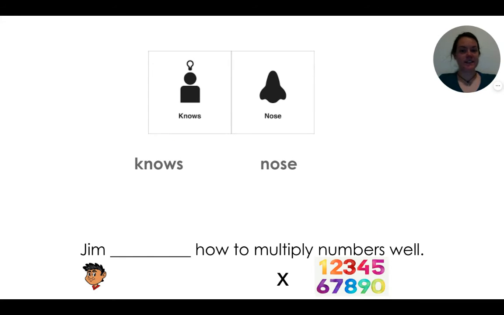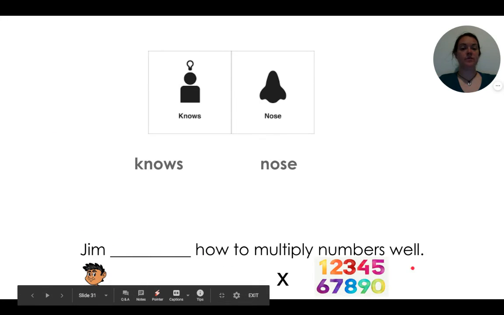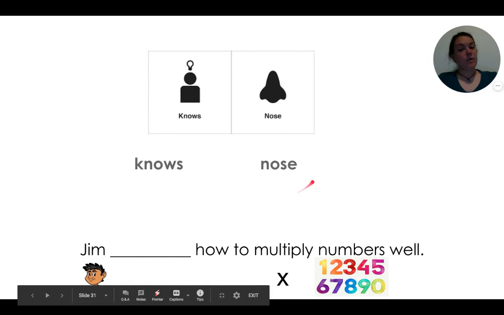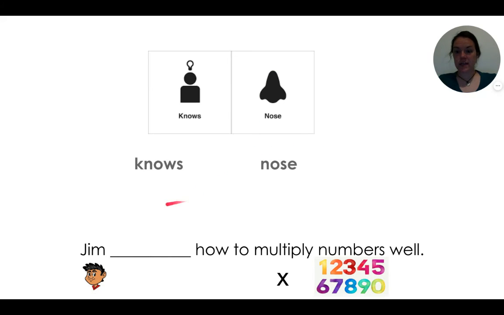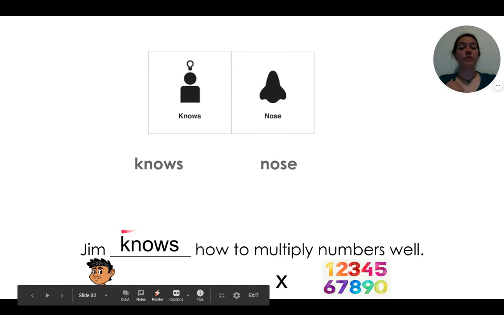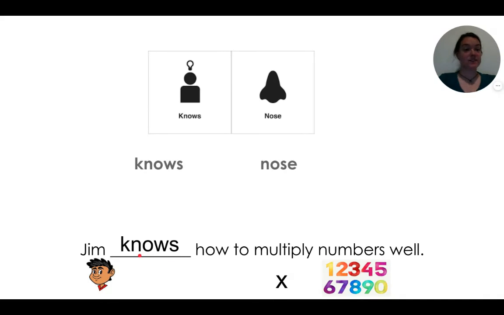All right, the first sentence, I want you to pause. I want you to write this sentence on the piece of paper with the pencil that I asked you to grab, and fill in the blank. Jim knows how to multiply numbers well. Does the knowledge word go in the sentence, or does the nose on your face go right here? Jim knows how to multiply numbers well. If you wrote the word knows with a K right here in the sentence, you are correct. I know that it's the K because it's talking about knowledge rather than the nose on your face.